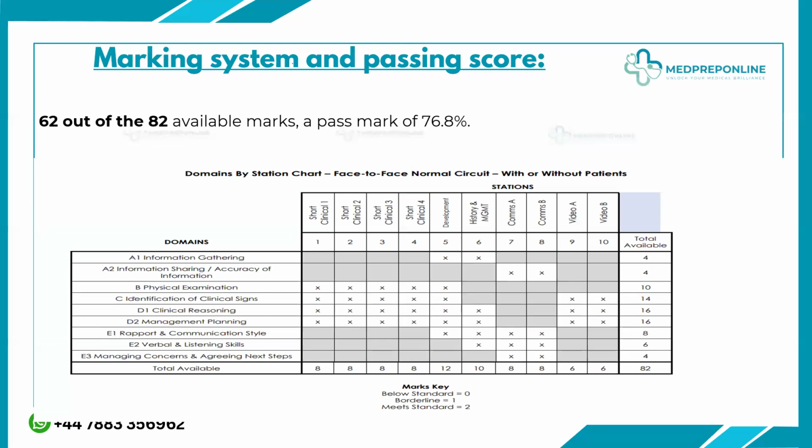Then there is history and management. There are 2 communication and 2 videos. The total marks for the exam are 82, and the pass mark for the face-to-face exam, which is currently running, is 62 out of 82, which is 76.8% out of 100%. I think someone was asking about this question earlier as well.